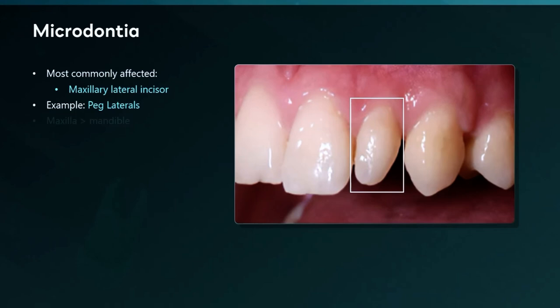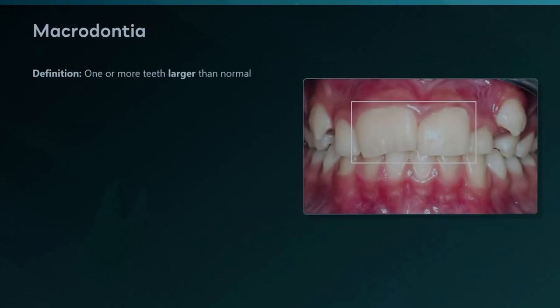The prevalence of microdontia is greater in the maxilla compared to the mandible. Remember in this lecture, we mentioned two conditions that are more common in the maxilla. Supernumerary teeth are more common in the anterior maxilla, and now microdontia tends to occur more frequently in the maxilla as well. So next, let's move on to macrodontia.